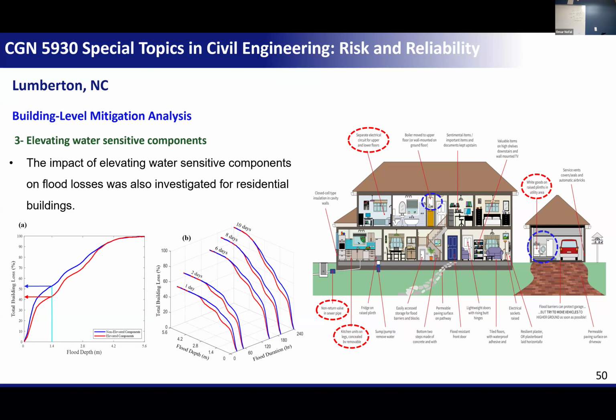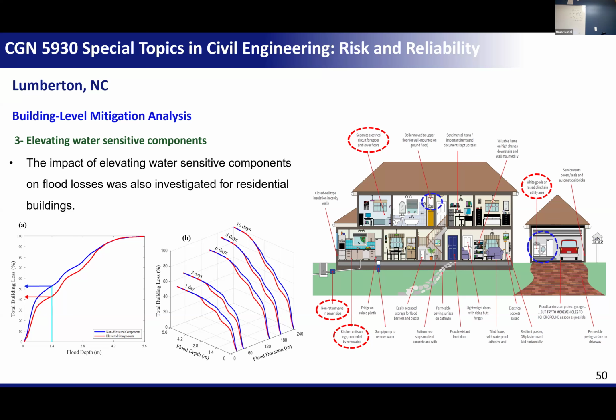The thing is, as you see here, the blue curve is if you don't have any elevation for the water sensitive components, and the red curve is if you elevated the components. It's not that big a difference, right? The maximum that you can do is decrease the flood losses. It's actually different at each flood depth. Let's say that you elevated all the components, and then you got only 2 inches of water inside your home.